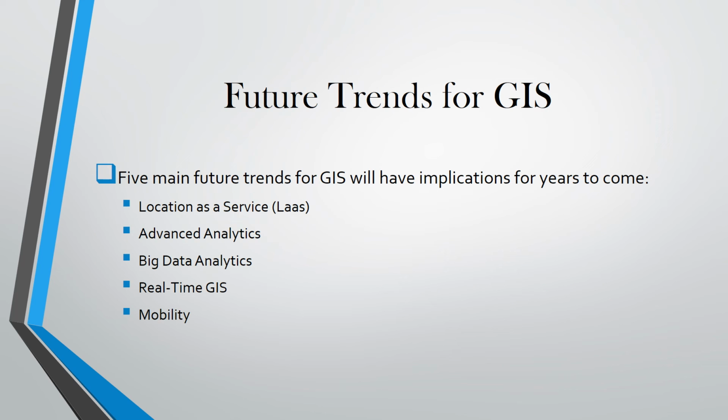There are 5 main future trends for GIS that will have implications for years to come in the world. With location as a service, services-based GIS has allowed GIS professionals to connect with clients through web-based applications. Customers can use GIS to see what a location or layout would look like, painting an accurate picture for the user's eyes, leading to the next 4 topics, which are advanced analytics, big data analytics, real-time GIS, and mobility.